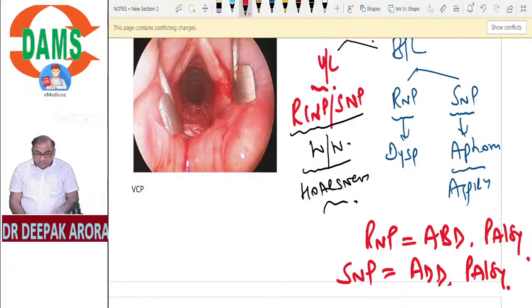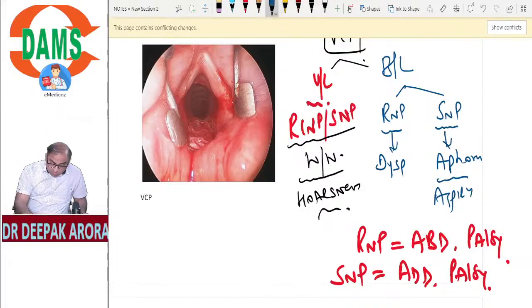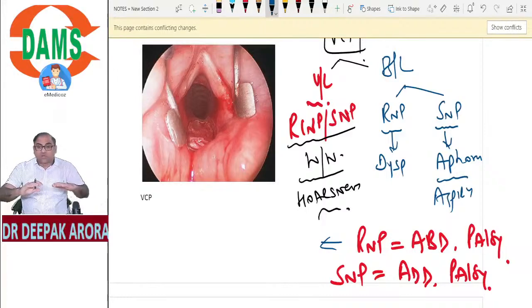Very rare. Congenital vocal cord palsy is a rare cause, but all these points should be on your tips, beta. Clear? Recurrent nerve palsy: again, I am repeating, vocal cords are in the midline. Therefore, we use the word abductor palsy because vocal cords are in the midline. Both the vocal cords are near to each other. Yes, Dr. Sahil, excellent. Dr. Nitish, very good, beta. Absolutely yes.